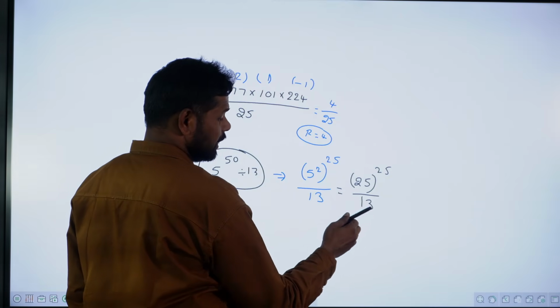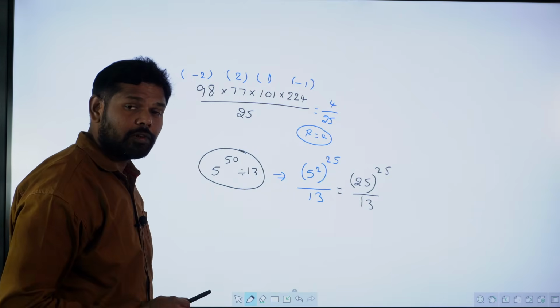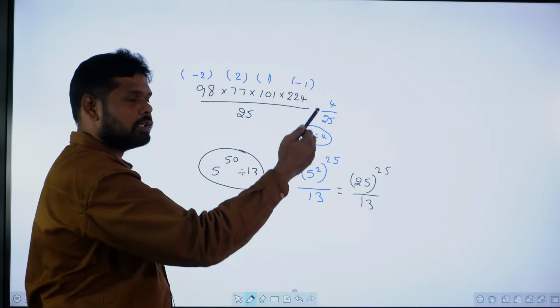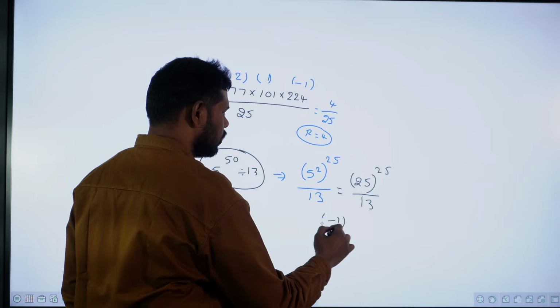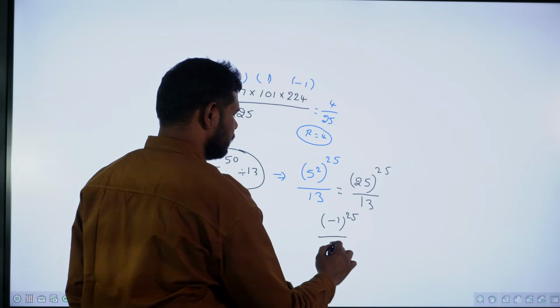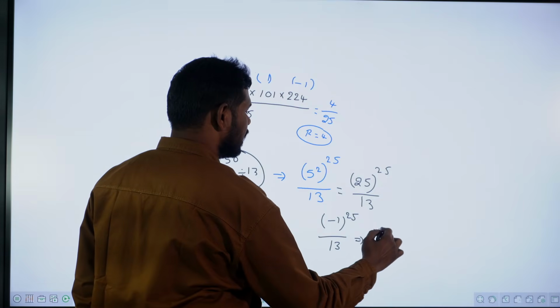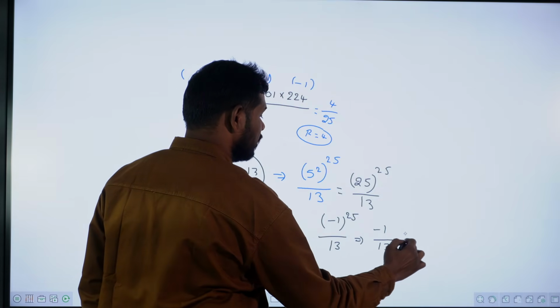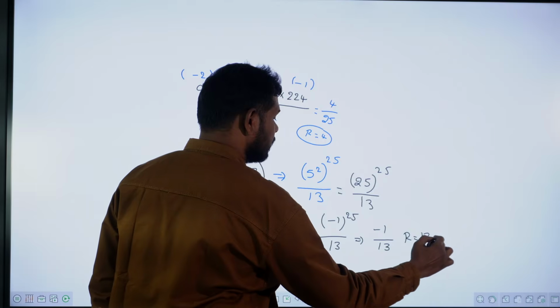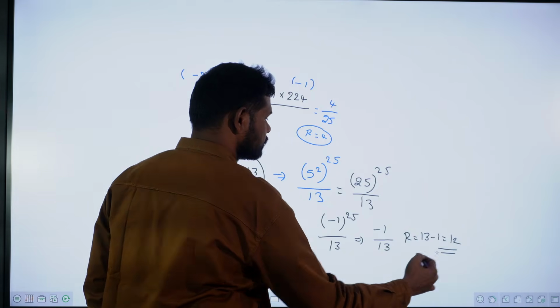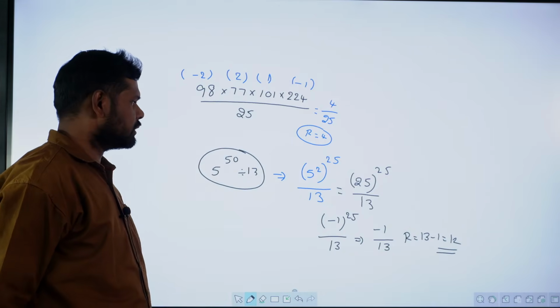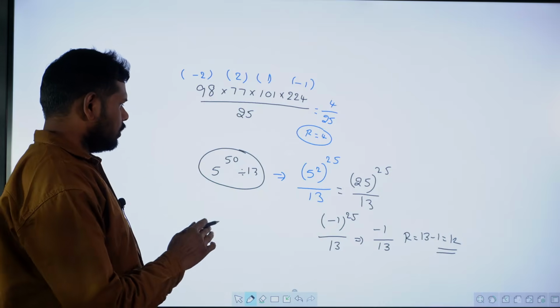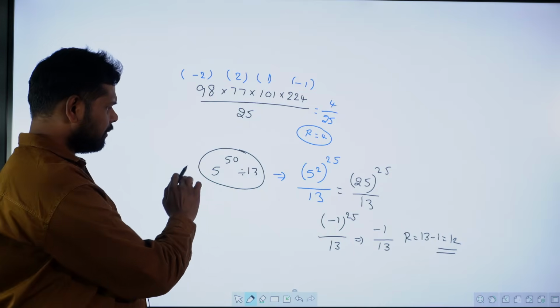5 square means 25 whole power 25 by 13. Now very easy. 13 twos are 26, so 25 minus 26, remainder is minus 1 whole power 25 divided by 13. Minus 1 power an odd number means minus 1 by 13. What is the remainder? 13 minus 1 is 12. That is the answer. Very simple. So don't get confused by this type of question.